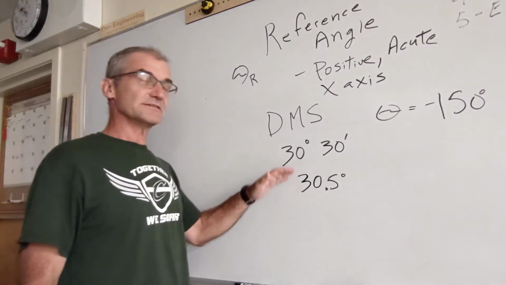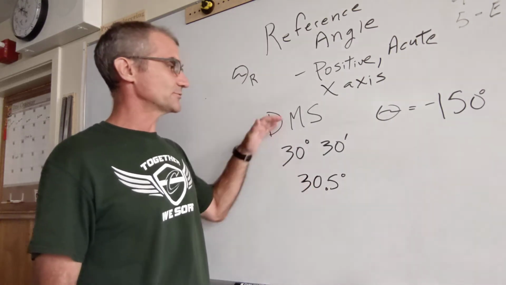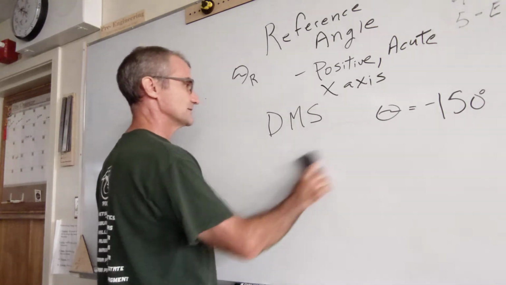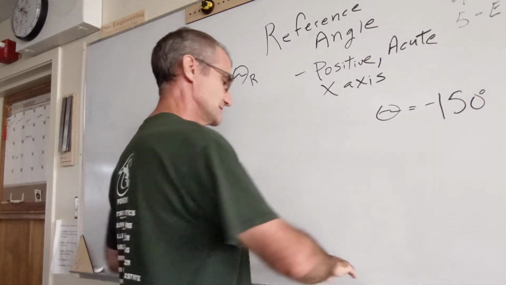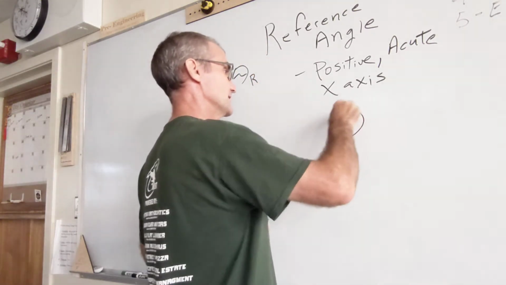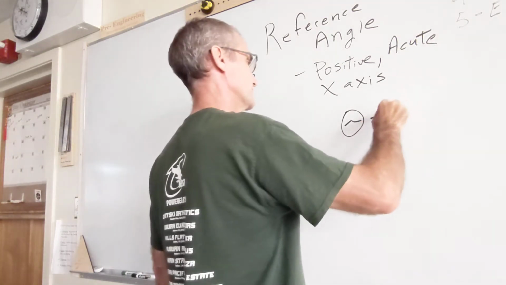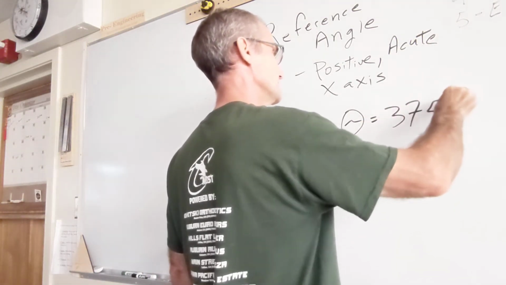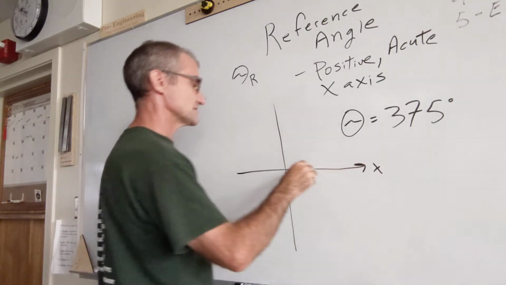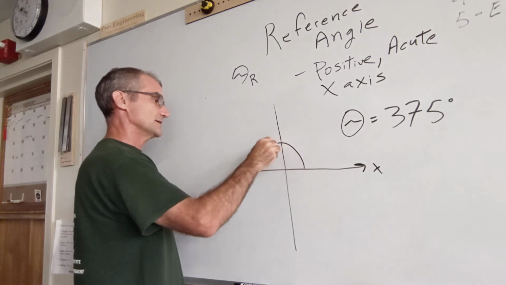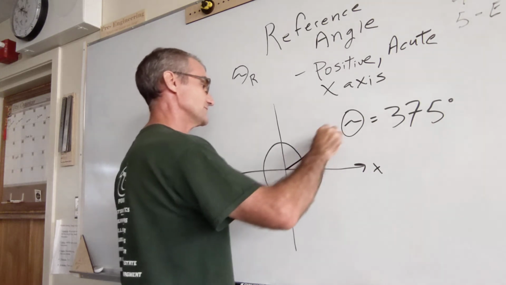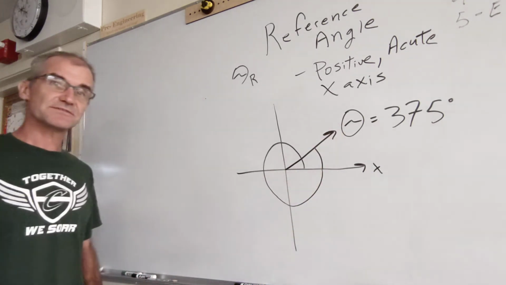The only difference from a clock is there are 360 degrees in a full rotation. So one full revolution is 360 degrees. Another problem you might see is when theta is greater than a revolution. So let's say theta is equal to 375 degrees. Again, I start on the x-axis and rotate counterclockwise: 90, 180, 270, 360, 375. So there's my angle, 375.